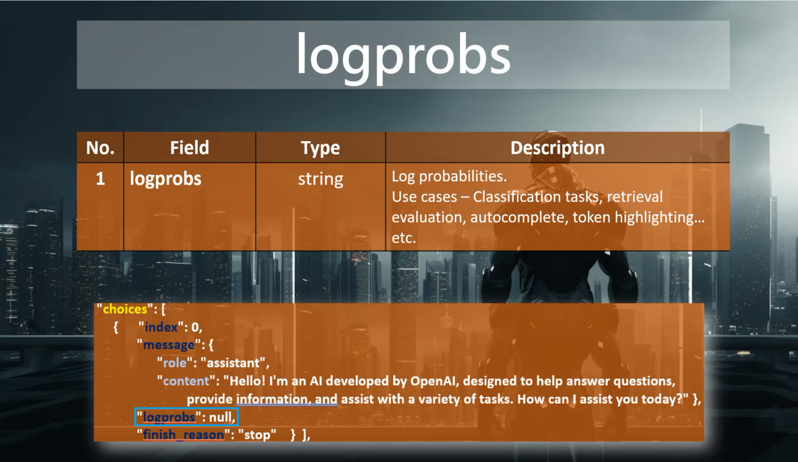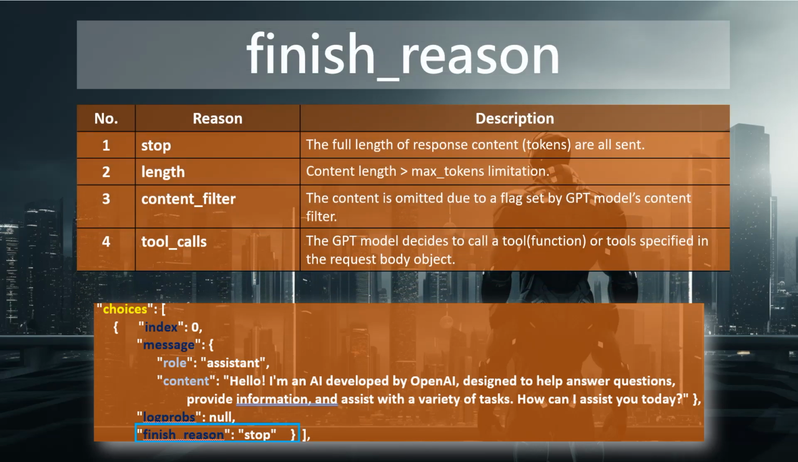Okay, the last field is finish reason, also an important field. The value of finish reason indicates the reason that stops the GPT model from generating content. There are 4 kinds of reasons, including stop, length, content filter, and tool calls. Most of the time, you will see a reason with stop or length. Stop means the GPT model returns a completed response no matter how many words or sentences are in that response.